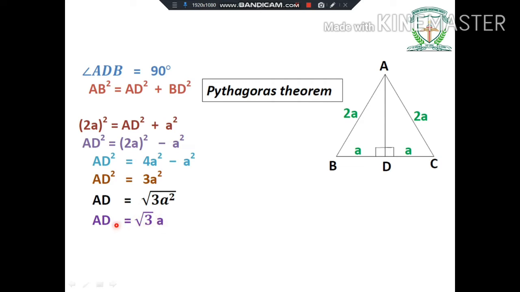Yes children, what is AD? AD is the altitude of the triangle. So therefore, the altitude of the equilateral triangle here is root 3 A.